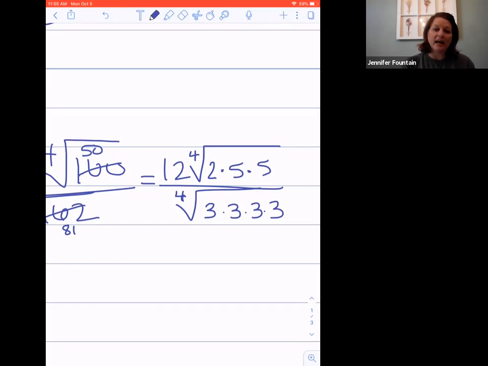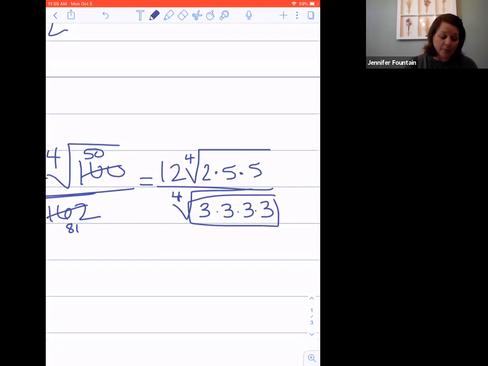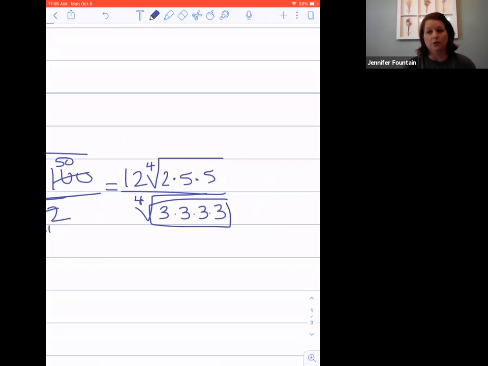What do you notice I have? I have 4 3s. So when I look at this, I can see that all 4 of these 3s can help me rationalize my denominator. So they can come out as a group of 3. By looking at my prime factorization, if I've got big numbers, before you rationalize the denominator, see if you can pull out any whole numbers first.